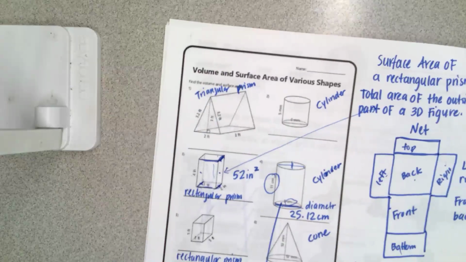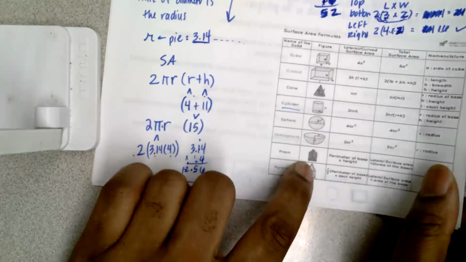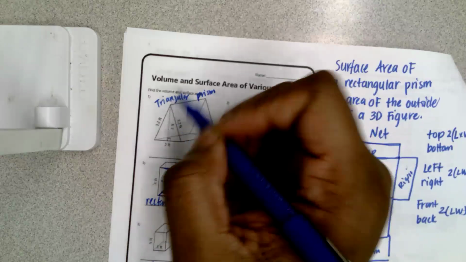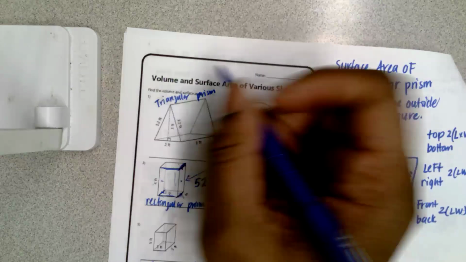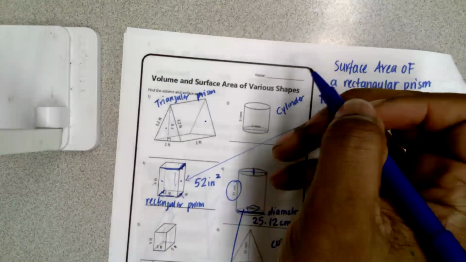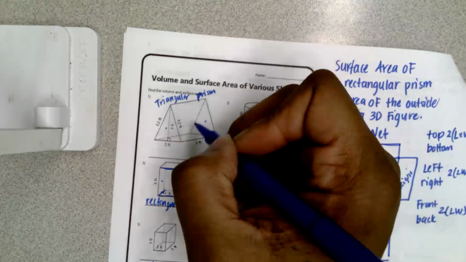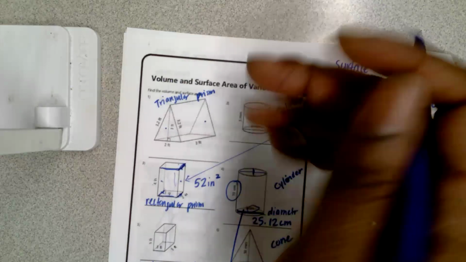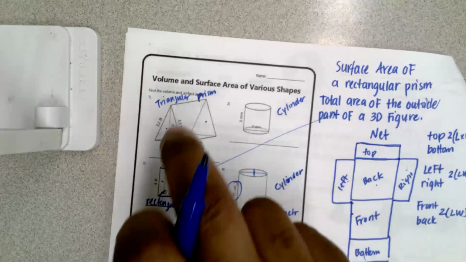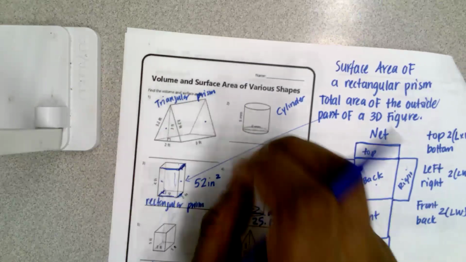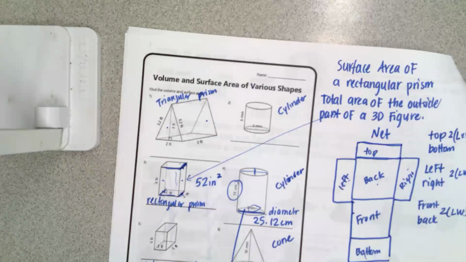Do we have a triangular prism? Here's a triangular prism right here, right? But a thing to notate is the faces. In this triangular prism, you have two faces of triangles, and we know the area of a triangle is half the base times the height. Everything else is a rectangle. So you find the area of all the faces, make sure you multiply the faces of the triangles by 2, then add them all together to find the surface area. Okay?